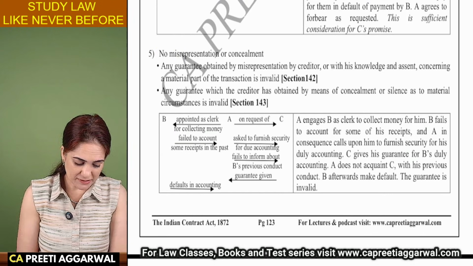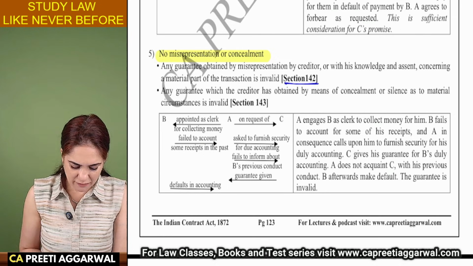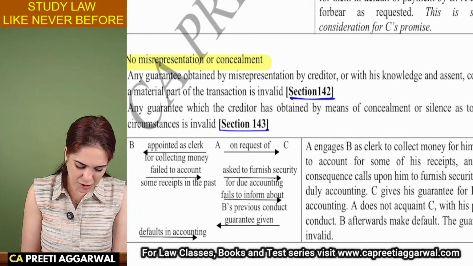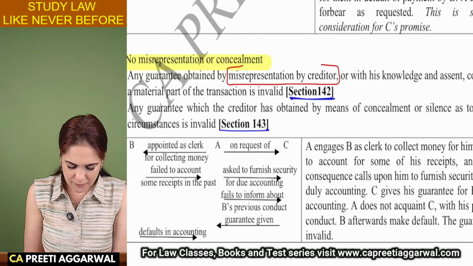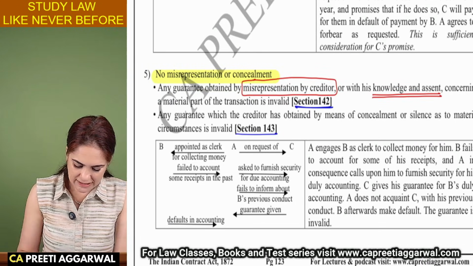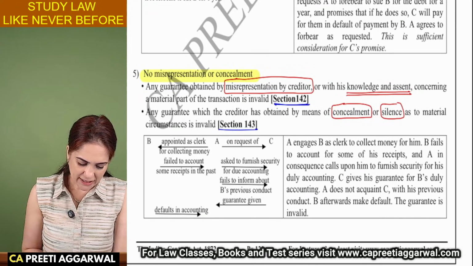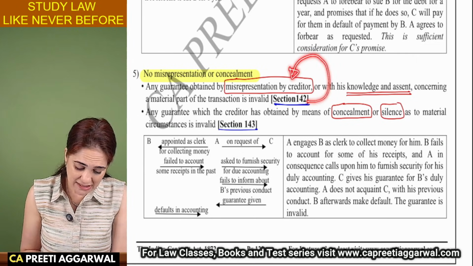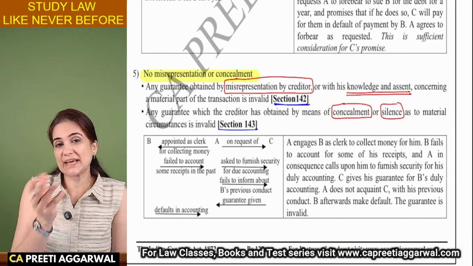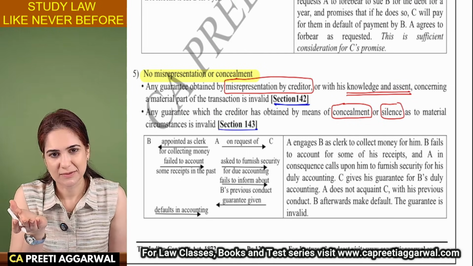There should not be any misrepresentation or concealment while obtaining guarantee. Section 142 and 143. 142 talks about misrepresentation. Here it is not innocent. Misrepresentation by the creditor means you are giving some wrong facts with your knowledge and assent, or there is some concealment or silence as to the material circumstances. So can I say in section 142 you are saying something which is false, and in the next section, that is 143, you are concealing, you're not saying anything. So this talks about saying something, and this is about not saying something.